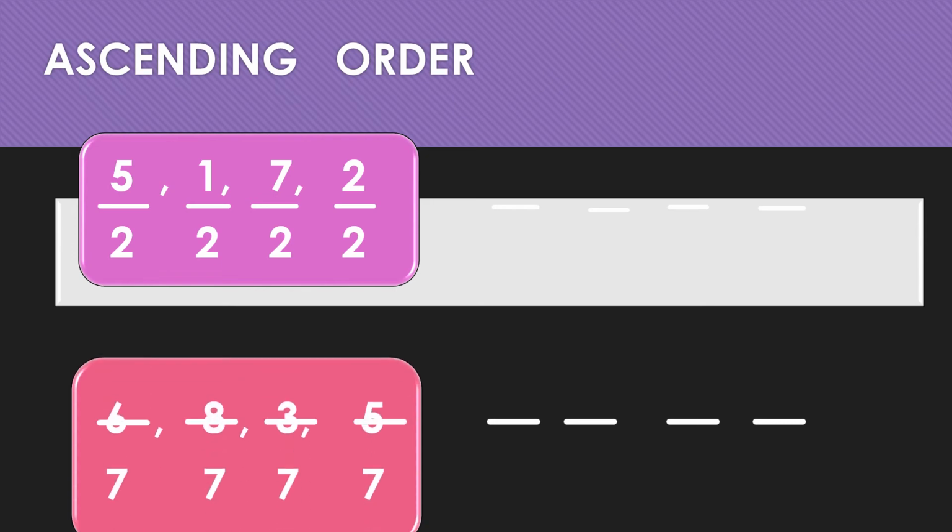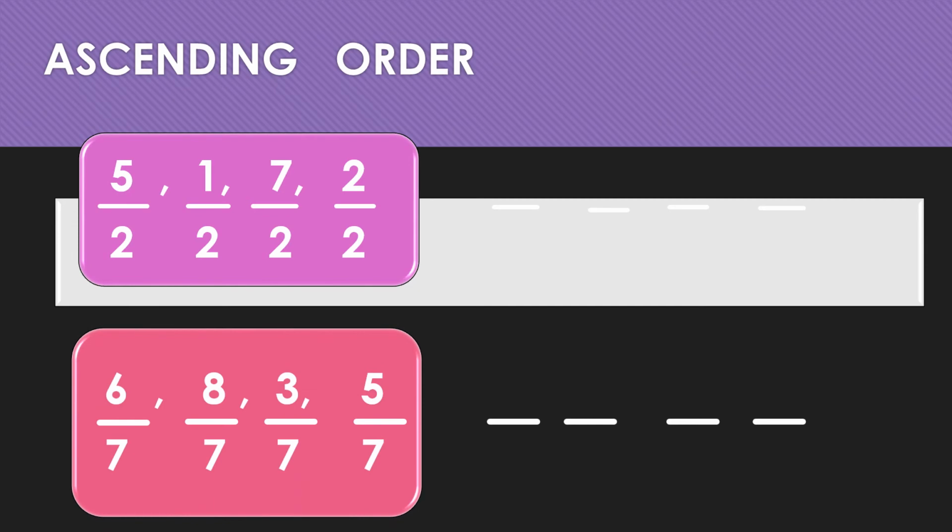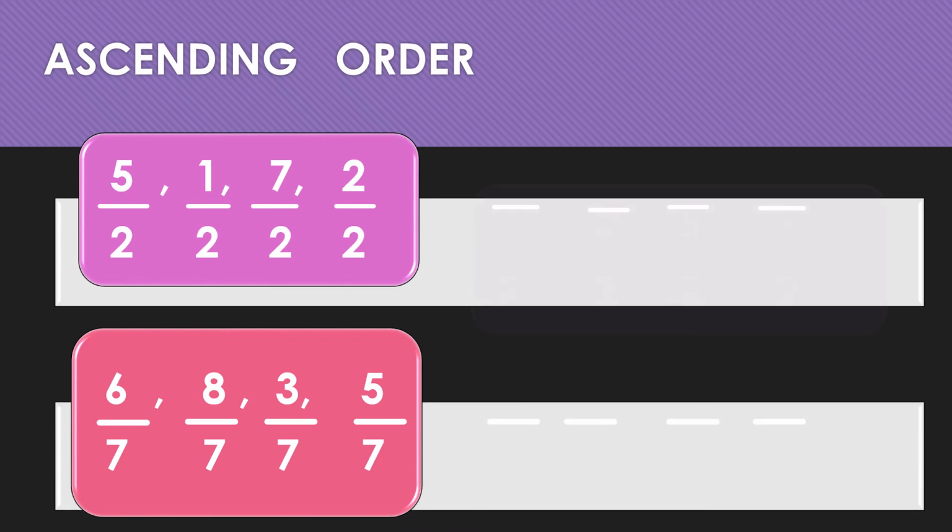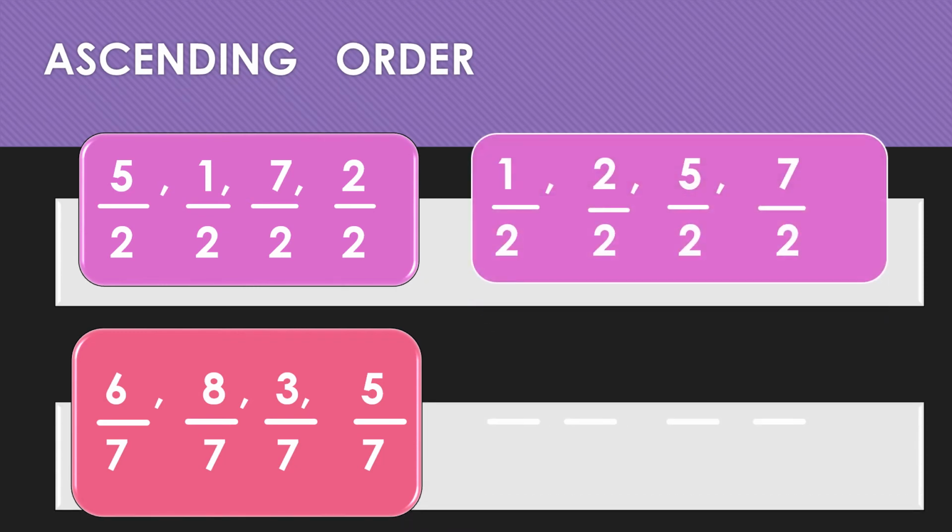So here in the first example, the denominators are 2, 2, 2 and 2, which are same, and so we simply arrange the fractions in ascending order by comparing the numerators. So how do we arrange the numerators in ascending order? It is obviously 1 followed by 2 followed by 5 and then 7. So the ascending order of the given fractions are 1/2, 2/2, 5/2 and 7/2.